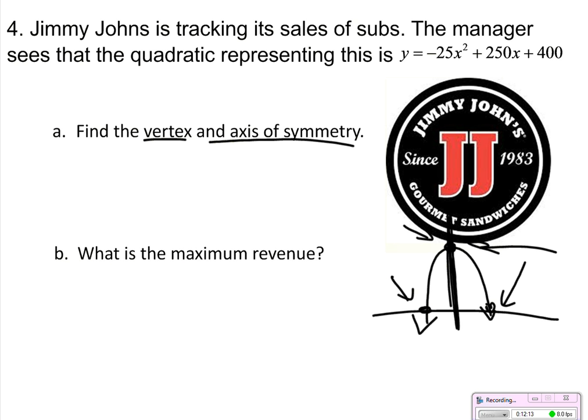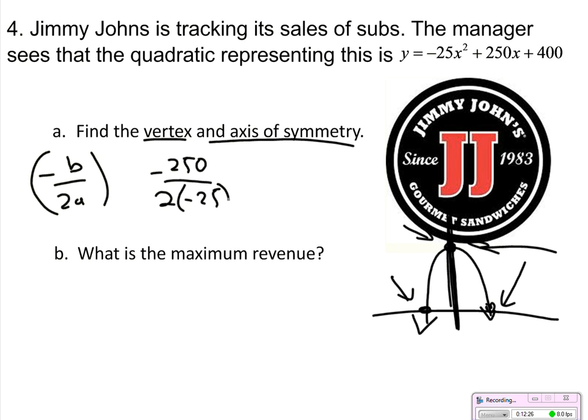So this is where I need to take negative b over 2a and then put that into the function. Negative b would be negative 250 over 2 times negative 25. So what is that? 250 divided by 50, which for those of you scoring at home is 5. So now that is your axis of symmetry. To figure out your vertex, put 5 back in for x.